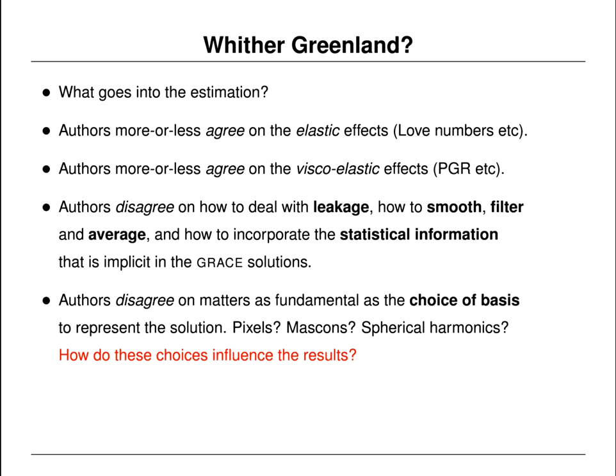I don't know if you teach this to your students, but when you do a problem, you need to pick a basis. Is it a pixel? Is it a spherical harmonic? Is it a sine or an exponential? In gravity, is it an ideal body? Is it a mass-on? There are tons of different ways of representing and modeling the data, and all of those choices have statistical implications.